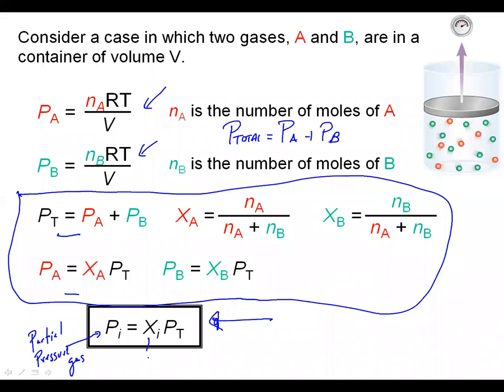Xi is the mole fraction. So if you remember, in the very last chapter, at the very end, we calculated the mole fraction. The mole fraction is pretty much like a percentage without multiplying by 100. So basically, it's the moles of the gas you're interested in divided by the total number of moles. And PT here is the total pressure.